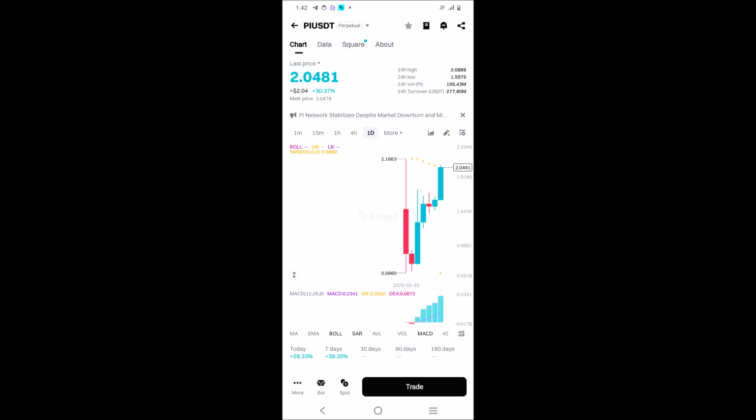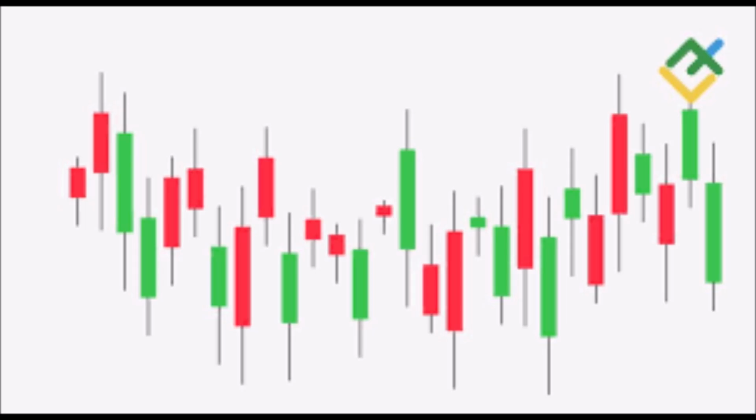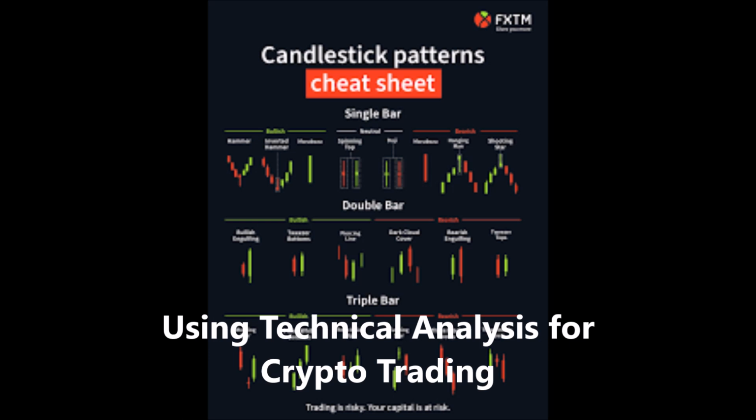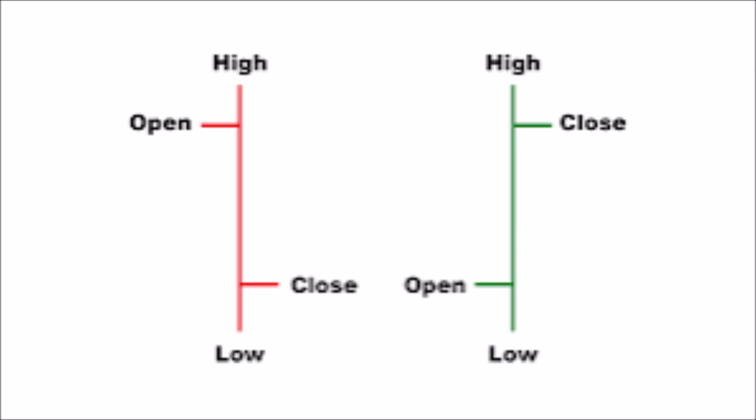Then we also have the candlestick charts. Candlestick charts are detailed charts showing open, close, high, and low prices within a given period. Candlesticks help traders identify trends, reversals, and price patterns. Then we also have the bar charts. Bar charts are similar to candlestick charts. Bar charts display opening and closing prices along with highs and lows.